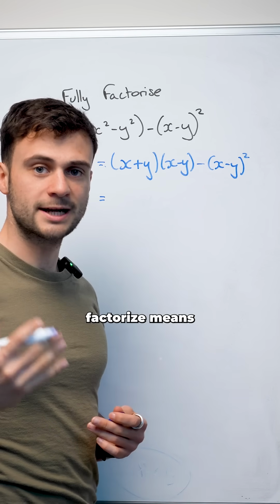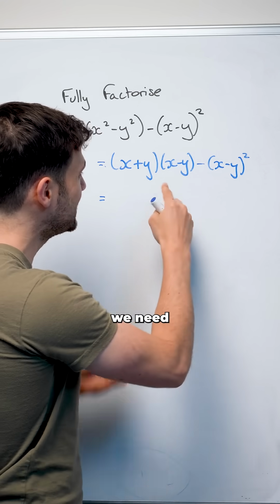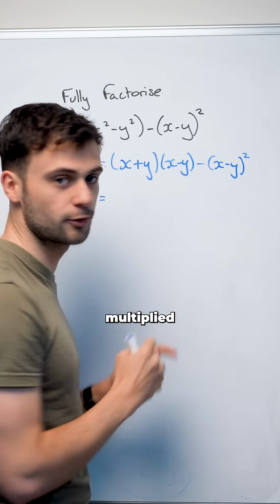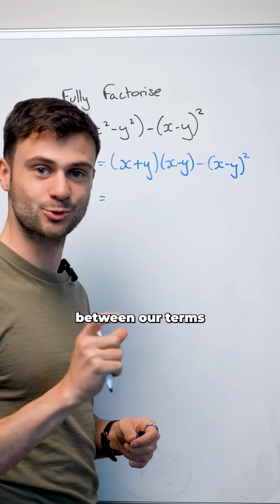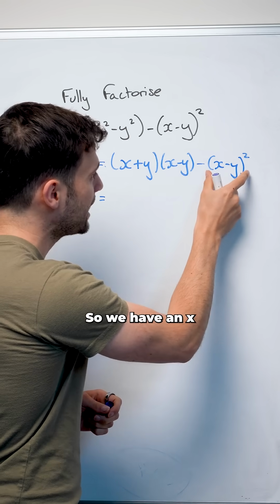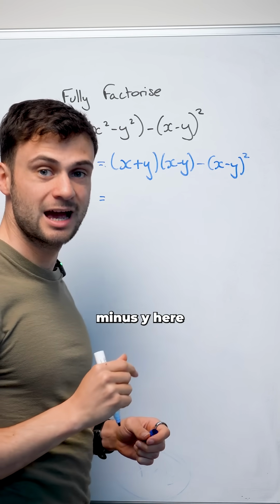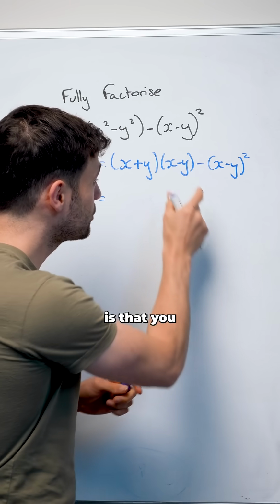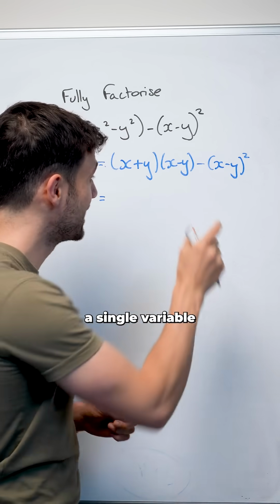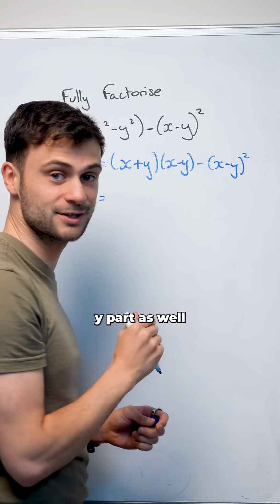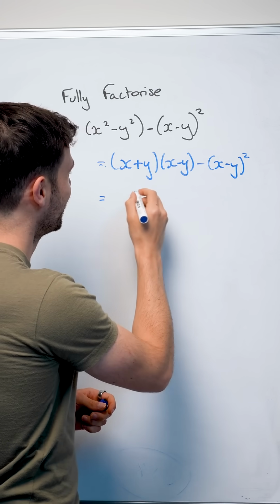Just remember, factorize means to write something as a product of its factors. So we need to have two things multiplied by each other. We can't have this little subtraction sign in the middle between our terms. So we have an x minus y here, and we have an x minus y here. And what many students miss is that you can factorize out this whole term. It doesn't just have to be a single variable. It can be the x minus y part as well, and put that in front of part of our expression.